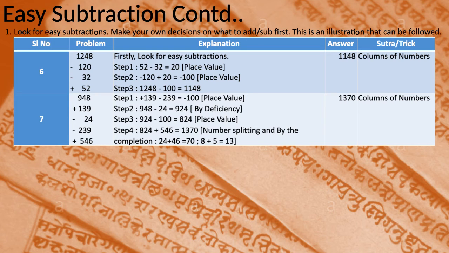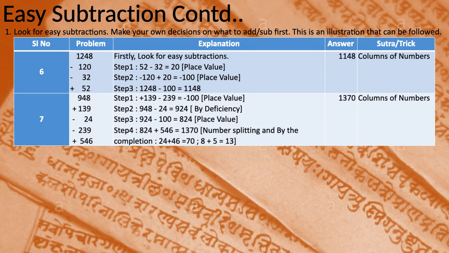Now there is a 948 and a 24. I can do direct subtraction here, right? So 948 minus 24 is 924. You can use direct or the deficiency method: minus 30 plus 6, or 950 minus 24 plus 2. So you get 924.